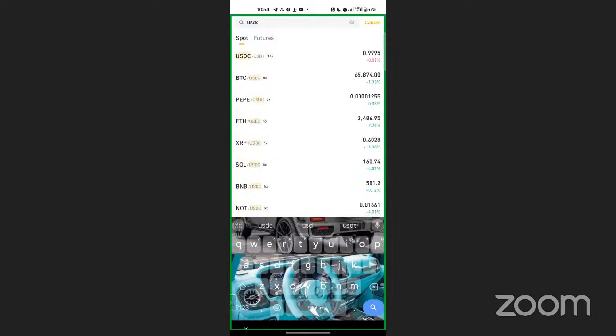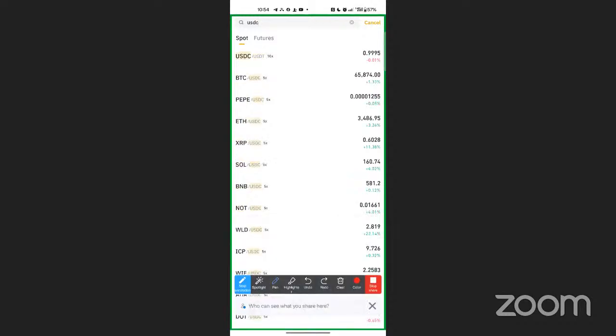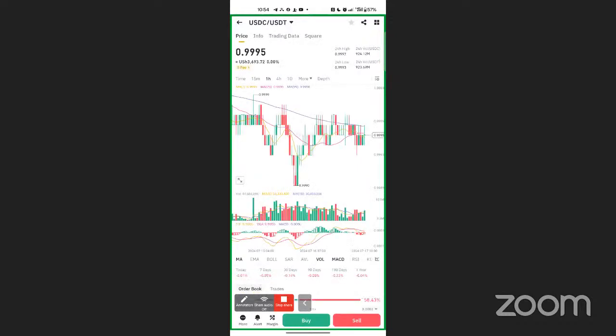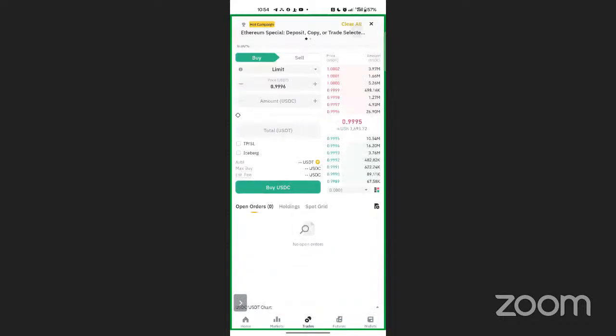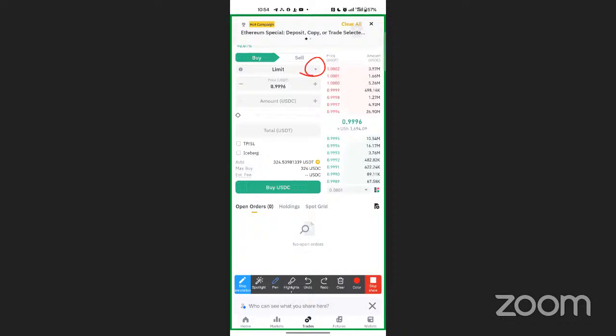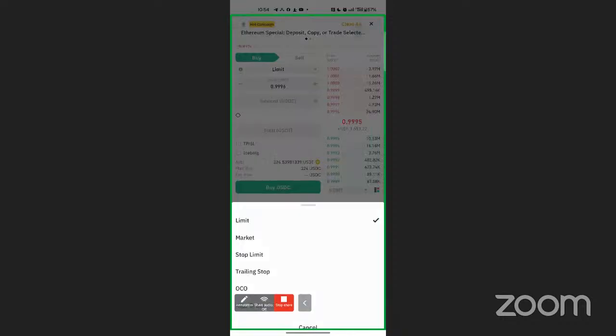Pairs are here. Do you have USDT and you want USDC? Tap here. Then tap on buy. When you tap on buy, change this limit to market.